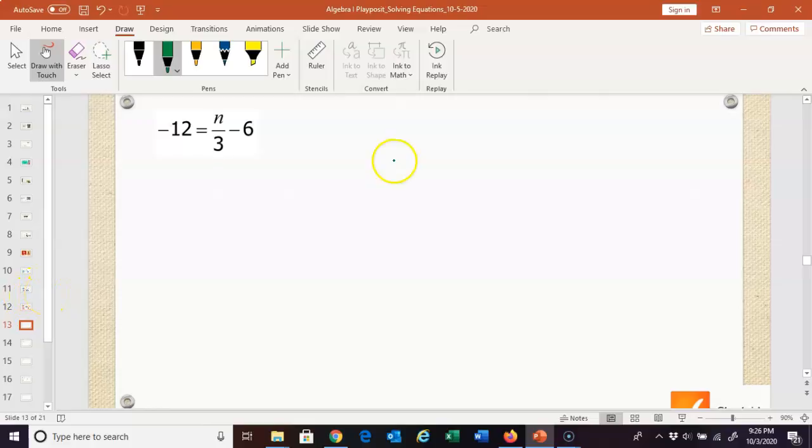Okay, let's try this one. So the whole goal, again, is to get the variable by itself. So we're going to get the variable term by itself first. So this is a minus 6. Remember, the opposite of minus is plus. We'll add that to both sides. Now this one looks a little different just because the variable, the n, is on the right-hand side, but that's okay. It doesn't matter. The process stays the same. Negative 12 plus 6 is negative 6.